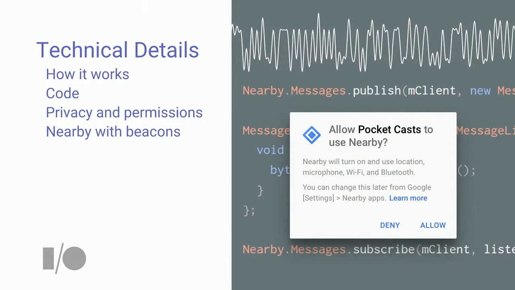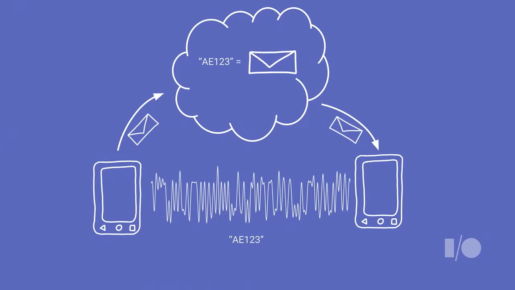All right, thanks, Akshay. I'm going to walk you through how it works, what it looks like in code, and then go into some details on the permissions and the privacy. So let's start with how it works. We've got these two calls, publish and subscribe. They're for passing messages. But what actually happens?